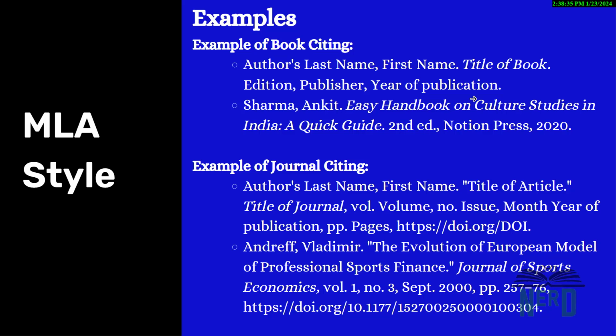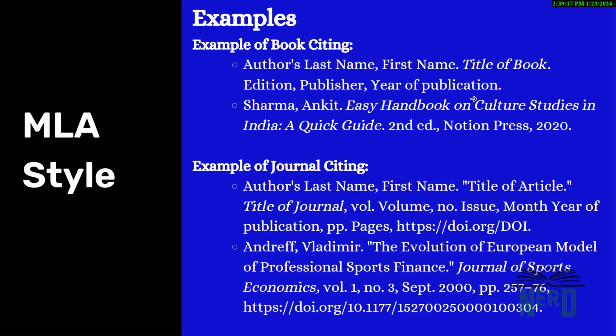Author's last name first, then the first name, and remember in quotation marks there is the title of the article. Suppose here this Vladimir Androv wrote an article about the evolution of the European model of professional sports and finance in the Journal of Sports Economics. So we put his last name first, then the first name, then in quotation marks the article name, and then we put the Journal of Sports in italics, whatever the journal is. Then volume 1, and then we put the edition number.